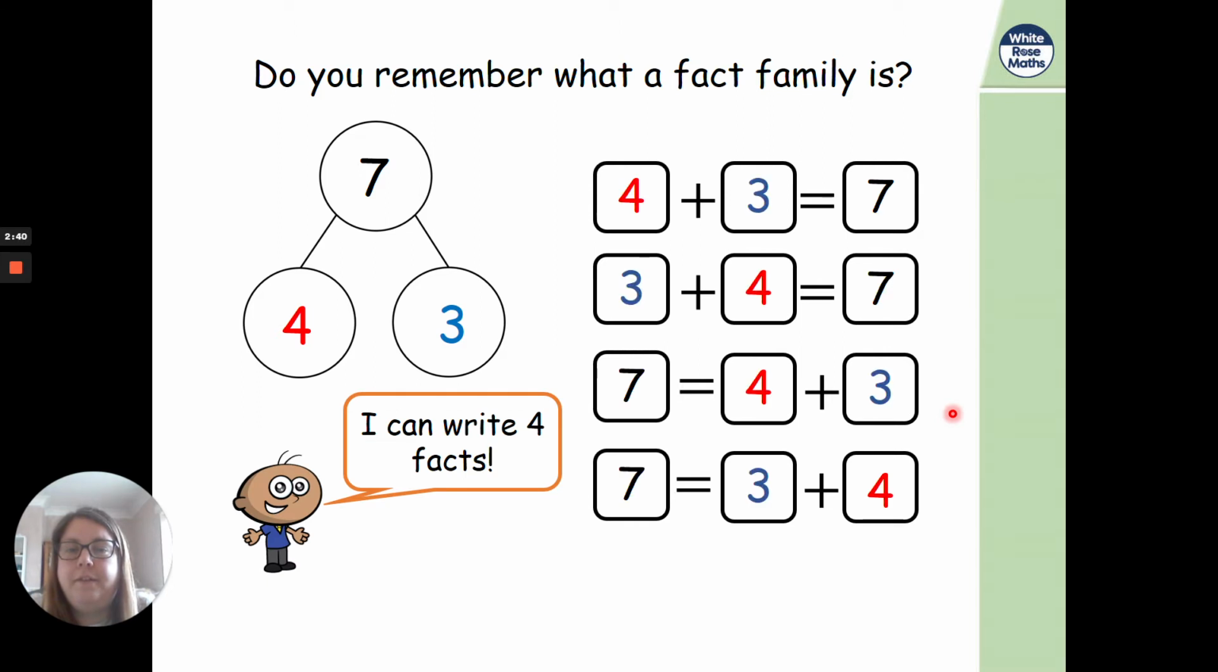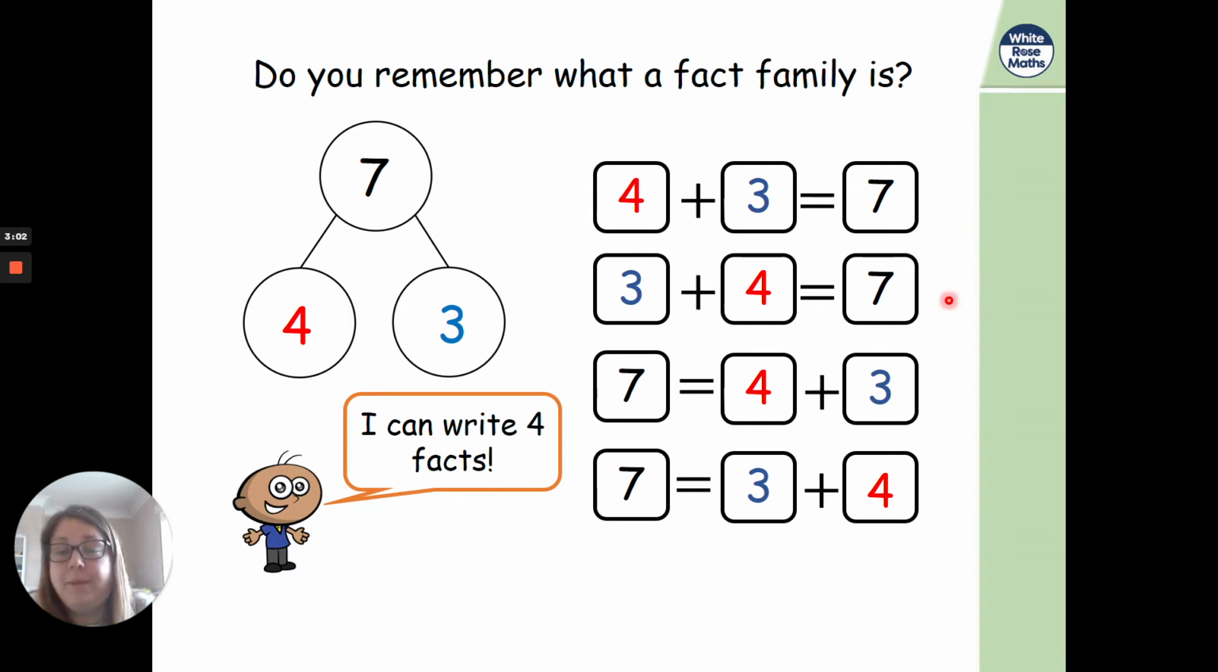So here is our fact family. So we've got 4 add 3 equals 7. 3 add 4 equals 7. 7 equals 4 add 3. And 7 equals 3 add 4. So give yourselves a tick if you got that. It doesn't have to be in the same order as mine. Don't worry if you wrote it the other way around. As long as you have written that correct number sentence, you get a tick.